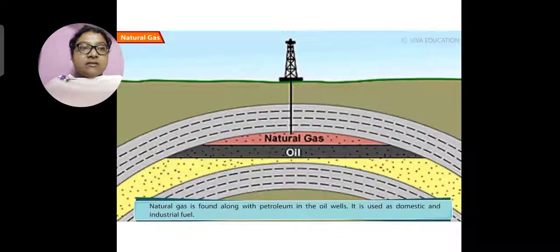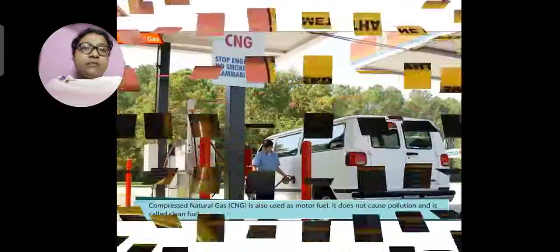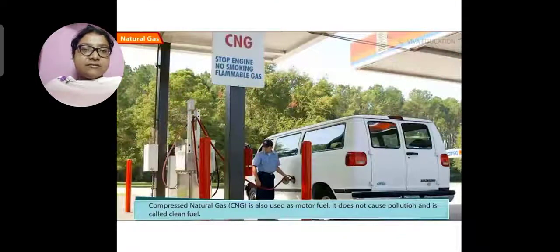The next topic given is natural gas. Natural gas also comes from nature itself, and it is preserved with petroleum in the oil wells. It is used as domestic as well as industrial fuel. We get this natural gas from the oil wells through pipelines. From this natural gas we get CNG, compressed natural gas. This compressed natural gas can be used to run some vehicles. And why has it been used?